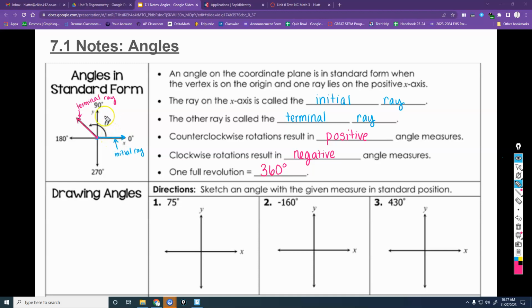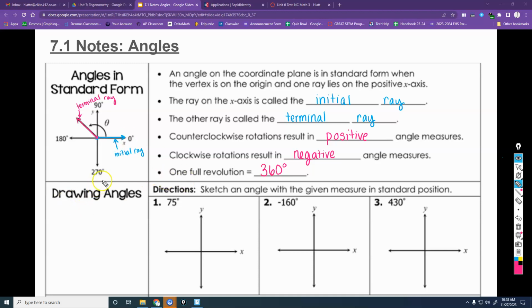Then if we go counterclockwise, which is this direction, the positive vertical y-axis is going to be 90 degrees because that makes a 90-degree angle in the counterclockwise direction. And basically every quadrant that we go, we get another 90 degrees. So this is 0 degrees, this is 90 degrees, this is 180, this is 270. If we went all the way back over here, what would we be at? 360, if we spun all the way around.